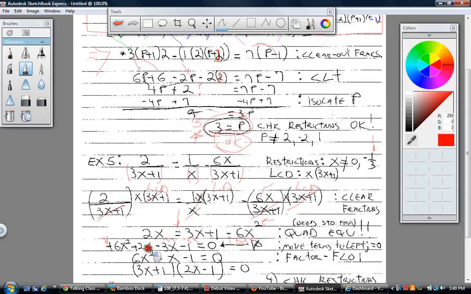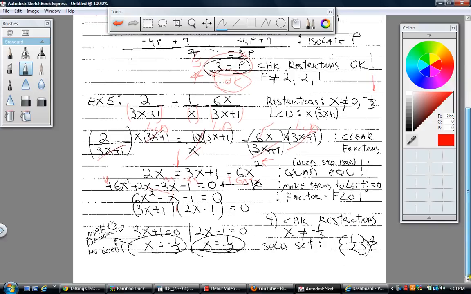Combine like terms. 2x minus 3x is a negative 1. And I reverse FOILed, found my factors, set them equal to 0, and found out that my proposed solutions are x equals negative 1/3 and x equals 1/2. Before I put those in the math lab, what do I have to do? Check for restrictions, don't forget. And what did we find out? X could not equal what? Negative 1/3, so this guy is out. You drop them like a hot potato, you're left with x equals 1/2 for your solution.